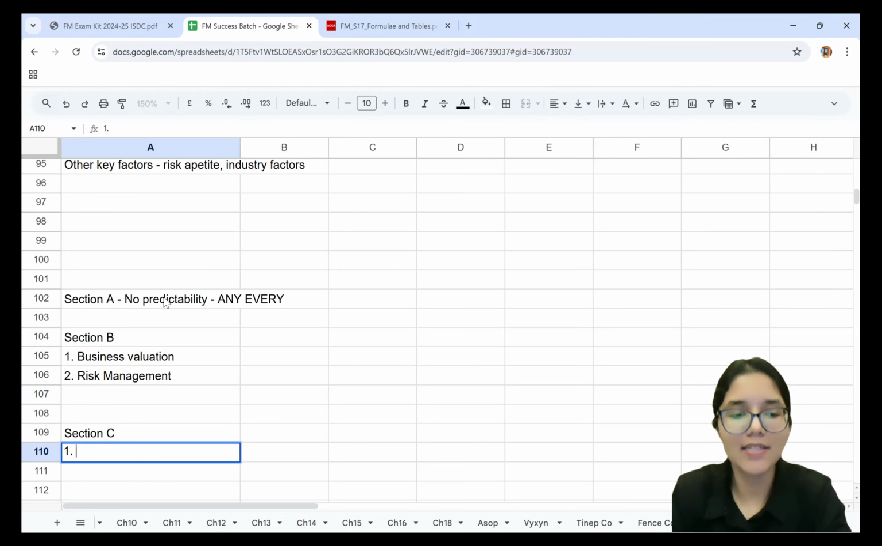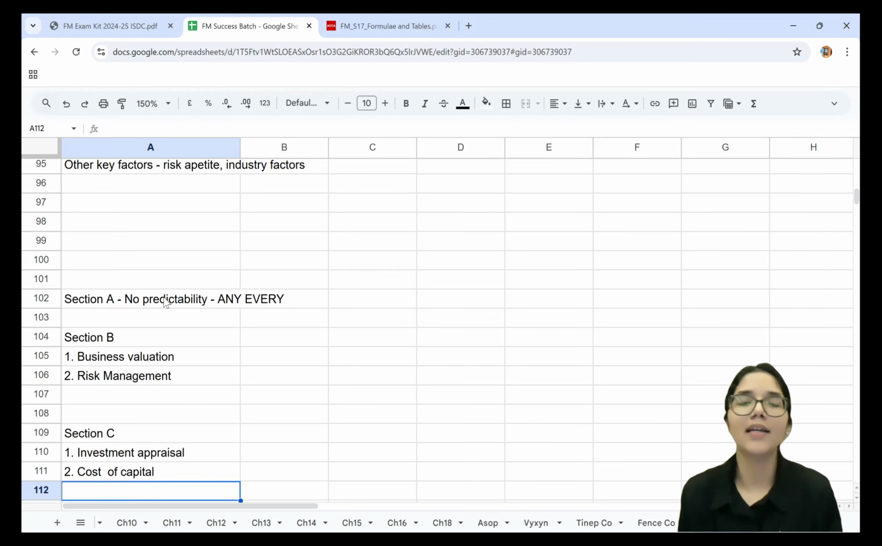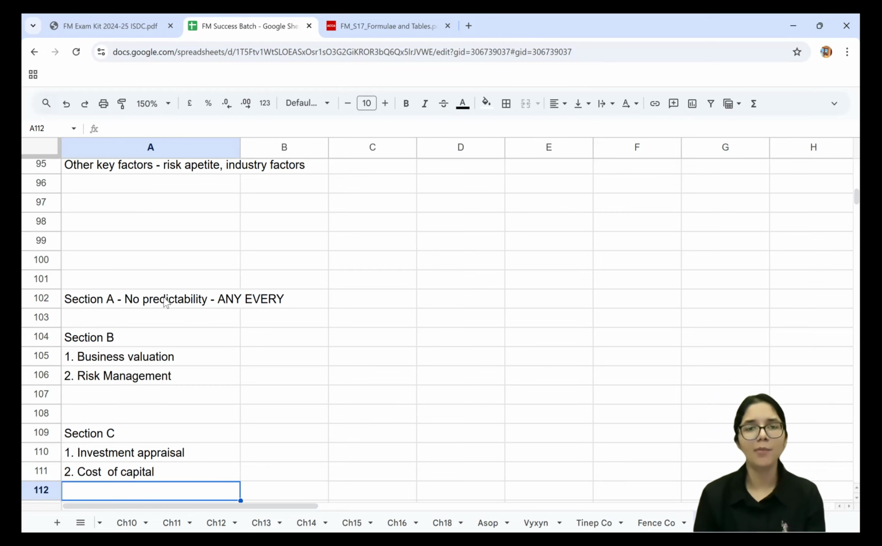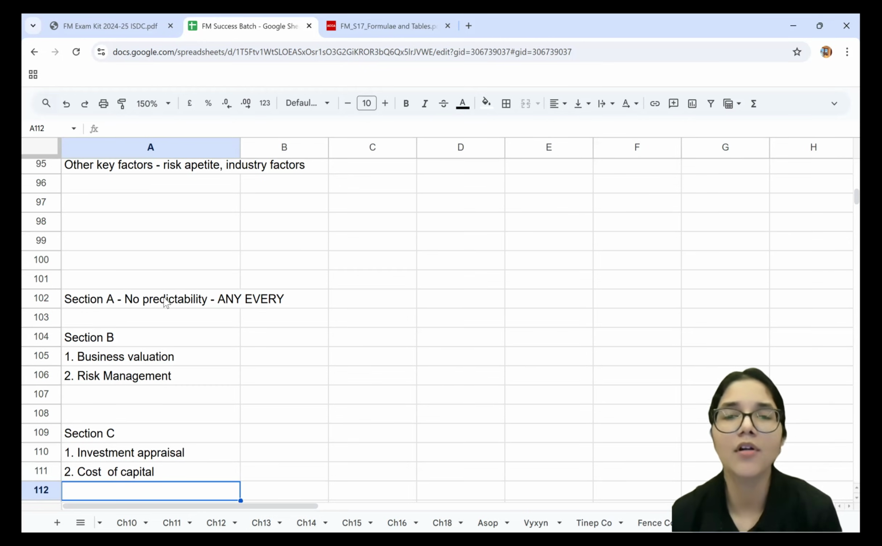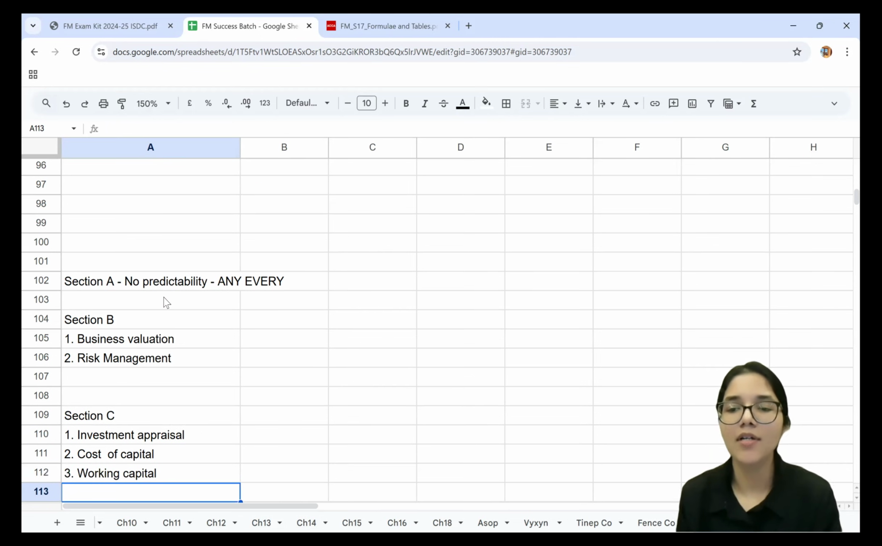One is going to be the investment appraisal unit, where you have NPV, IRR, and so on, payback period and all, sensitivity analysis. Second is the cost of capital. Here they can ask you about the weighted average cost of capital, finding the cost of capital of equity, cost of capital of debt, all of these sorts of questions. And then the third variety that they include is working capital. These are what the examiners usually test you upon. I cannot say that this is for sure going to be the case in your exam also.